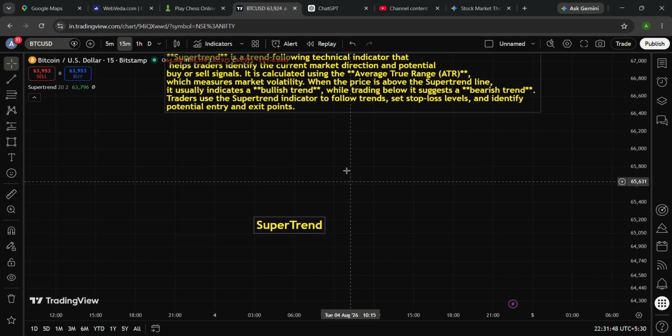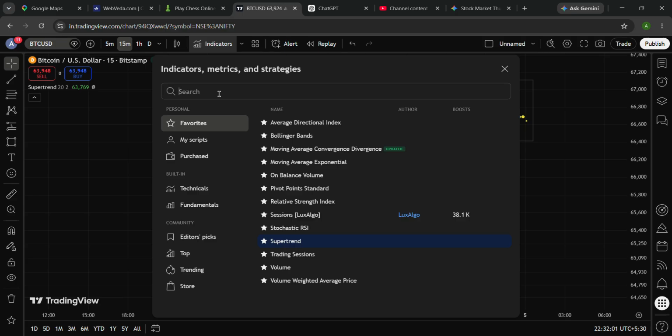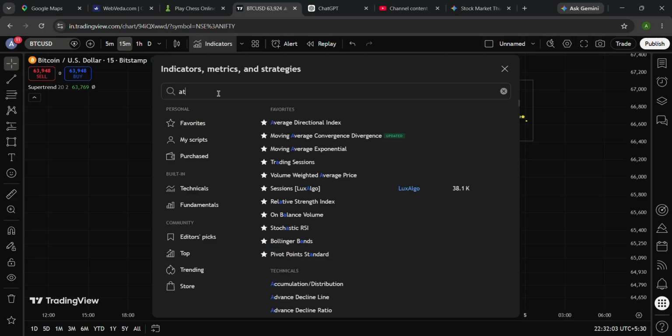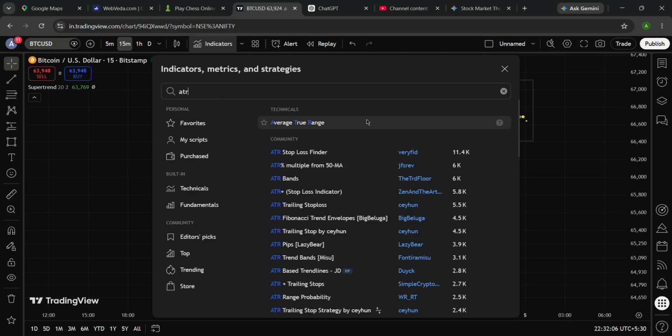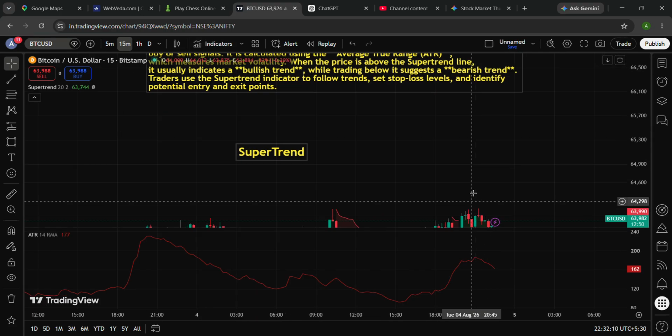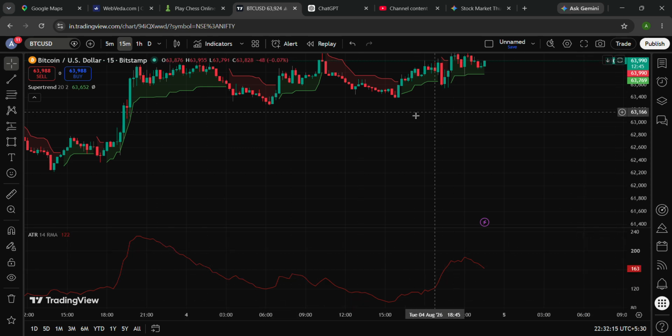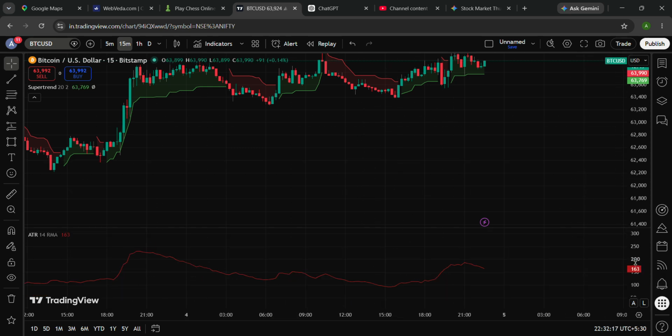Okay, so let's read on. It is calculated using the ATR, which is also called average true range. Your question is, what is ATR? Don't ask me, just put the indicator here, average true range. Just click it, and here is what appears on your screen in that red line. If you know what ATR is, you can consider it.